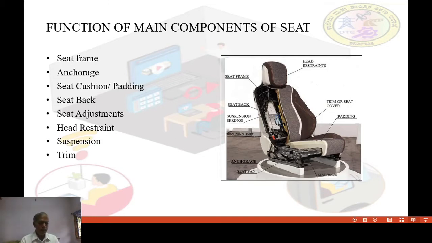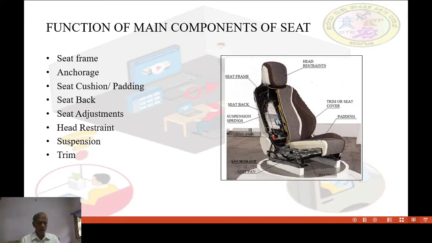I'll explain in detail. First one is seat frame. It is the most important part of any seat over which all other adjustment systems and components are mounted. It is made from alloy steel tube. Next part, anchorage. It is nothing but the space at which driver seat is mounted. It is like a foundation.